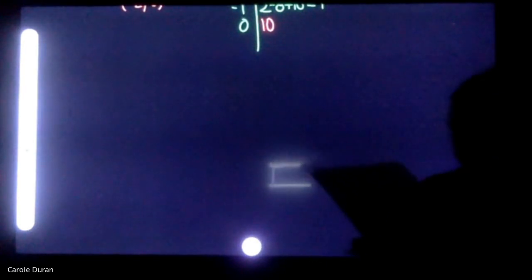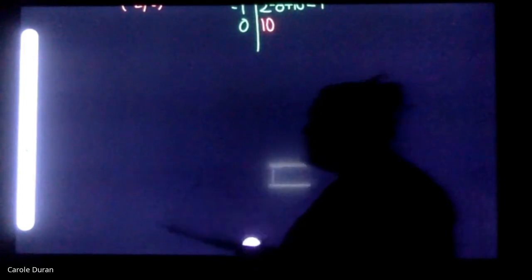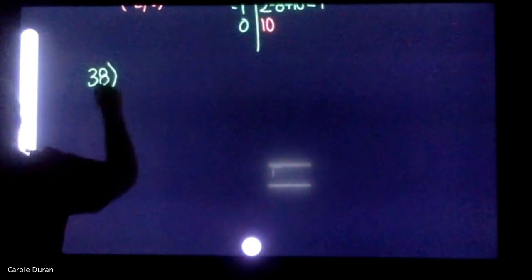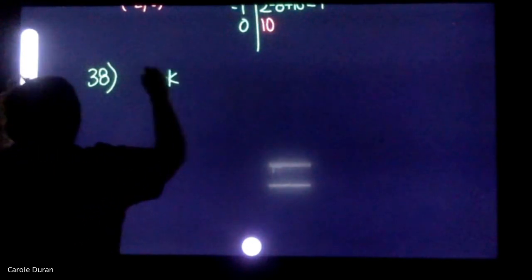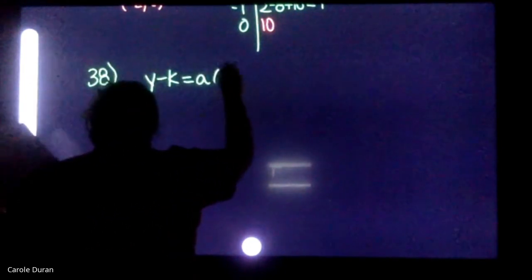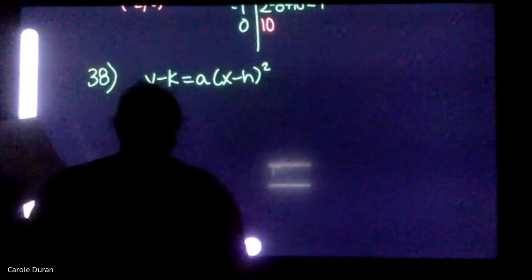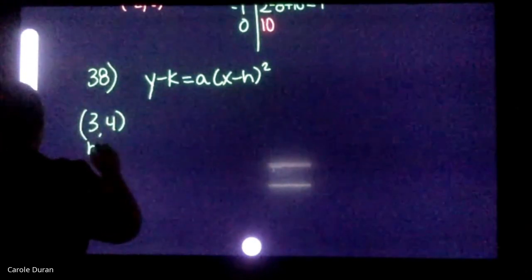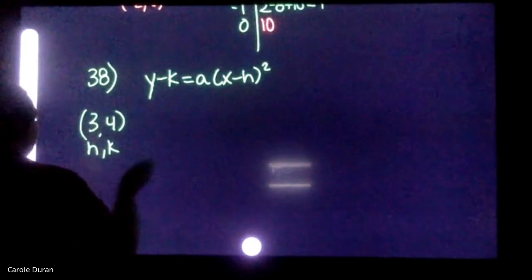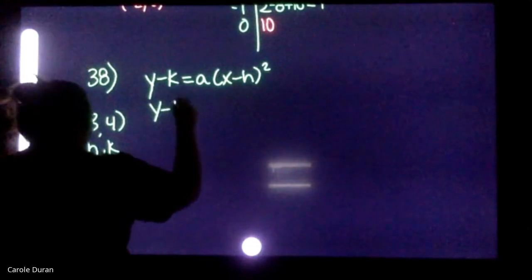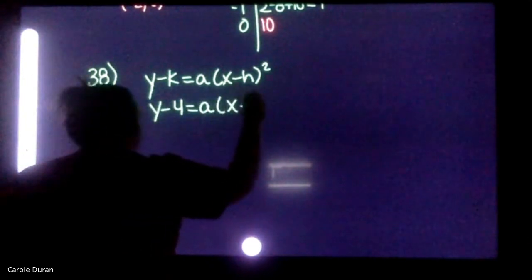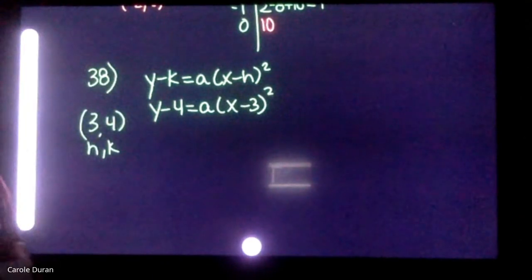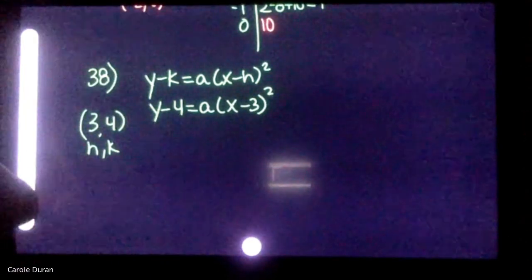The equation in standard form, I actually start with the equation in vertex form first, because that's the information that I have in front of me. So vertex form is y minus k equals a times x minus h squared, where my vertex 3, 4 are my h and k values. So I go ahead and I plug those in, which gives me y minus 4 equals a times x minus 3 squared. In order to expand this out, I need to find my a value.